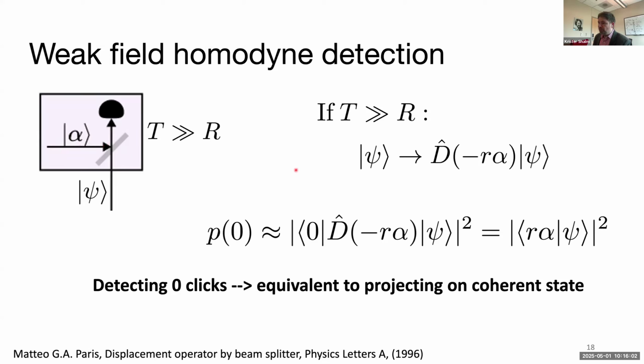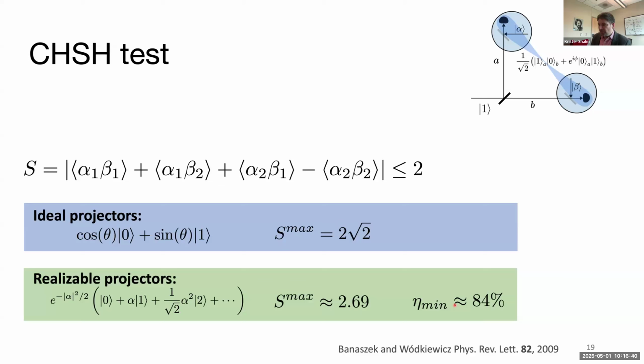Now, these measurements aren't perfect. If you were to do a CHSH test with the ideal projectors, you'd be able to get a Bell violation of 2√2. With the ones that you can do for this version here, it's more like 2.69. And your minimum efficiency is going to increase to about 84%, which is quite a big jump from the 66%. There are some other measurement schemes that are more complex that I'm not going to go into, but you could lower these bounds a little bit, but you need a pretty efficient source for this to succeed.